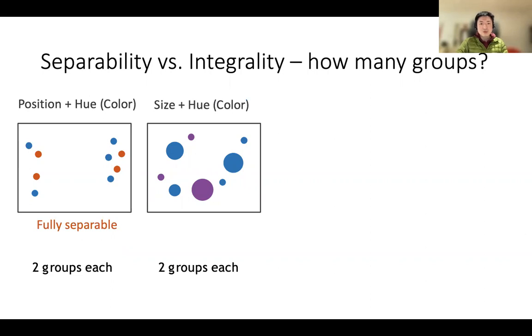Okay, and so indeed we can show two attributes, one using size, the other using color, and they are still separable, but with some interference. For example, you can imagine if it gets really small, the colors become difficult to see.